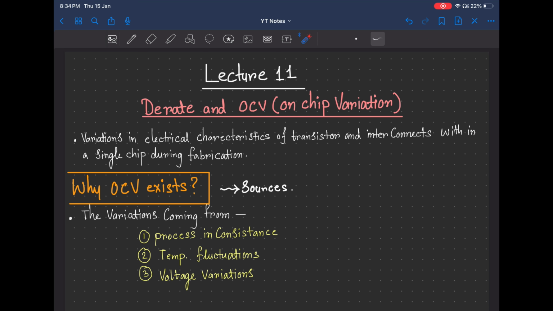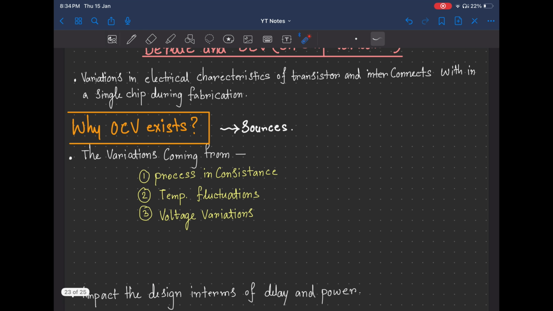There are three types of sources that can contribute to OCV: process inconsistency, temperature fluctuation and voltage variation, which we call PVT variation. I hope that you know PVT variation; you have heard this term several times. Coming to how PVT variation can happen, I will try to give examples so that you can understand.